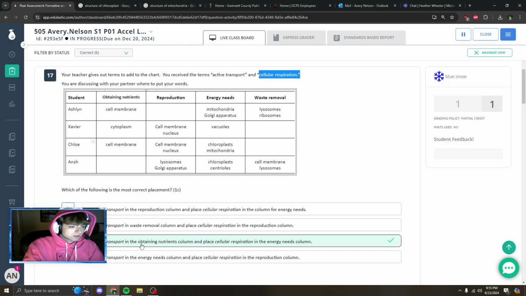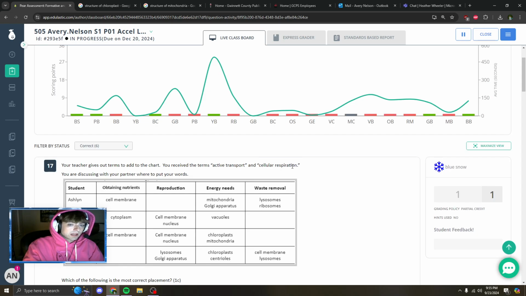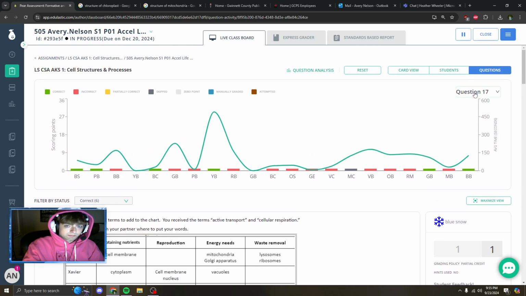So I would put active transport in obtaining nutrients, getting things into the cell, and place cellular respiration in energy needs. So C was my correct option there. Even though energy needs was already full, I'm not paying attention to that. I want to know where cellular respiration would best fit, and that would be here.